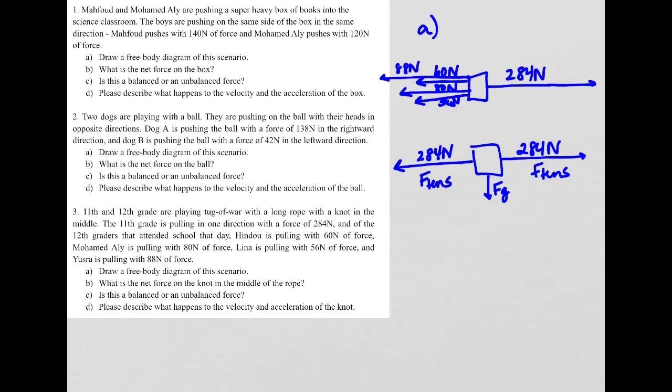And is this balanced or unbalanced? Well, they are both pulling in opposite directions with the same force. So this would be a balanced force, meaning that the knot isn't moving. Please describe what happens to the velocity and acceleration of the knot. Well, the velocity is 0. As long as they don't change their tension forces on either side of the knot, then the velocity will stay 0. If the velocity is 0, then acceleration is also 0.